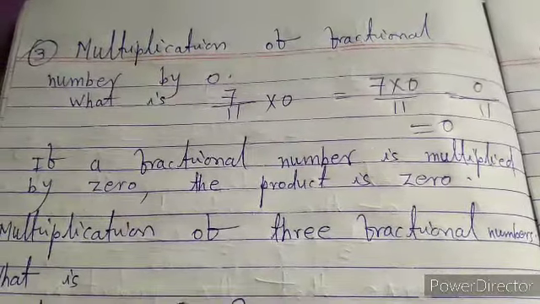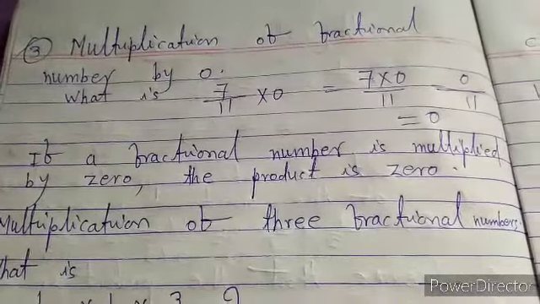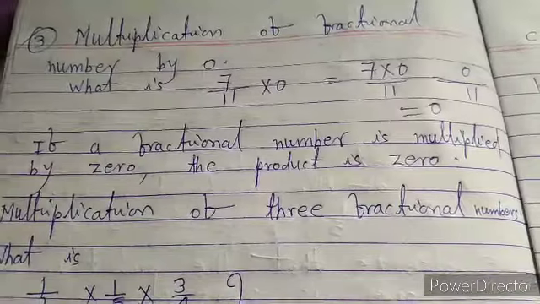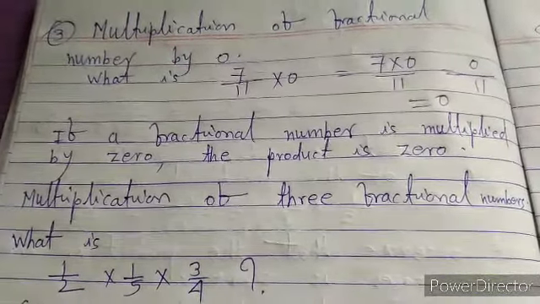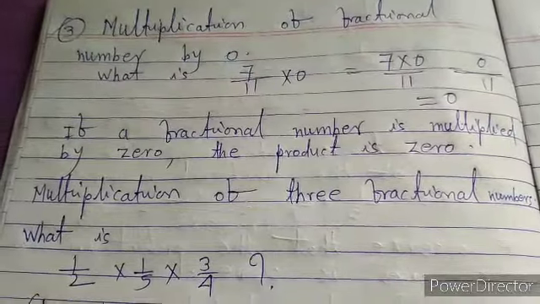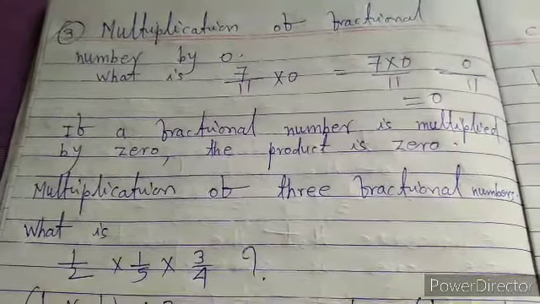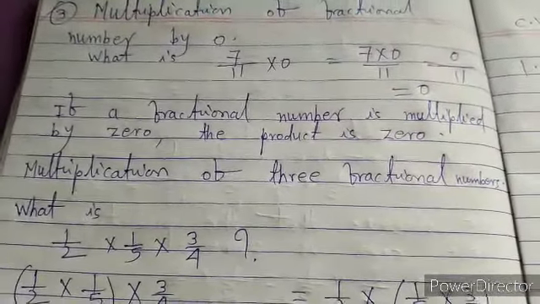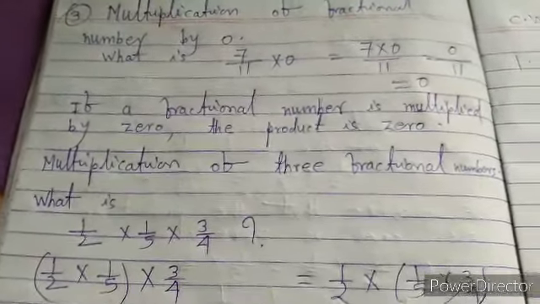Multiplication of a fractional number by 0. Whenever we multiply any fraction by 0, then its product will remain 0. For example, when we multiply 7 by 11 into 0, it will be equal to 7 into 0 by 11 is equal to 0 by 11 is equal to 0. If a fractional number is multiplied by 0, the product is 0.